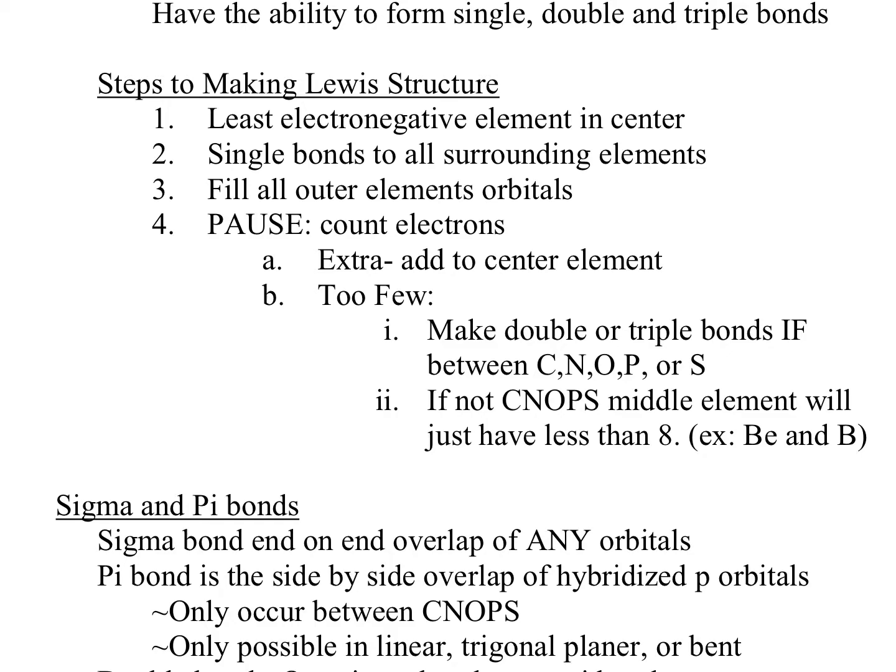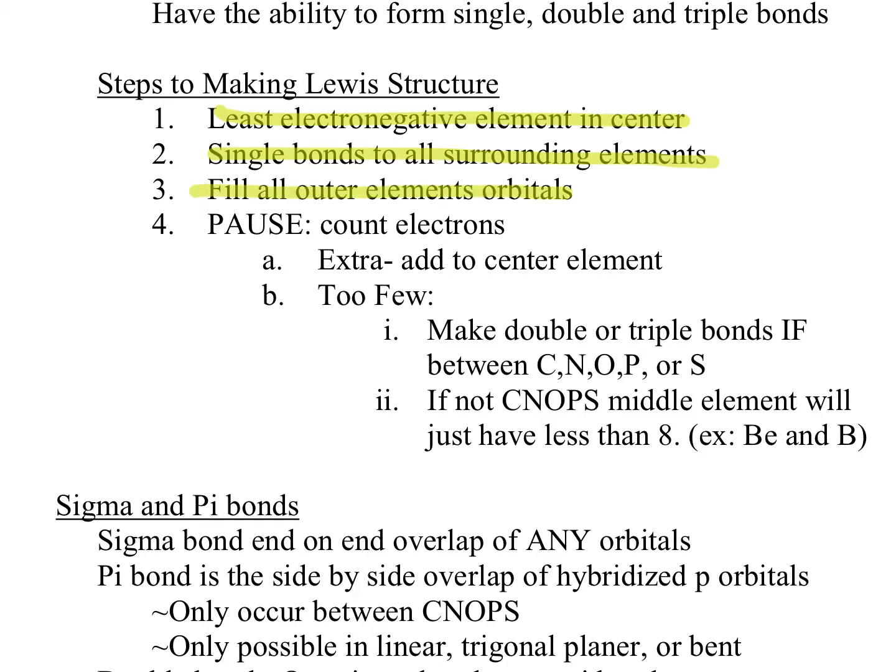Okay? Your least electronegative element goes in the center. Least electronegative in the center. Which makes sense. If it's least electronegative, it's holding on to its electrons the least effectively, which means the most electronegative elements will surround the weakest one. The strong ones surround the weak one and start pulling on its electrons. Now, it's covalent, so the one in the center is still holding on to its electrons, but it holds on the weakest. Next, we do a single bond to all surrounding elements, and you fill all the outer elements.